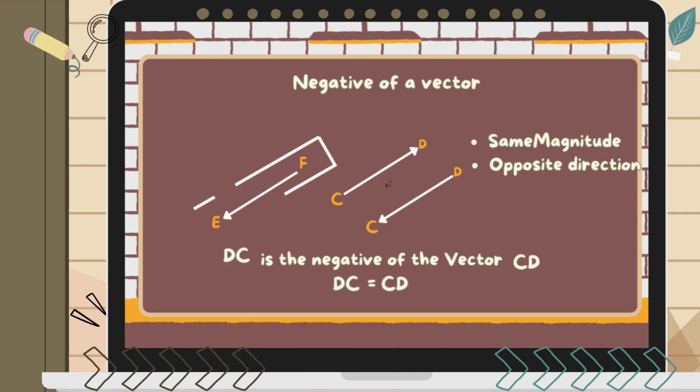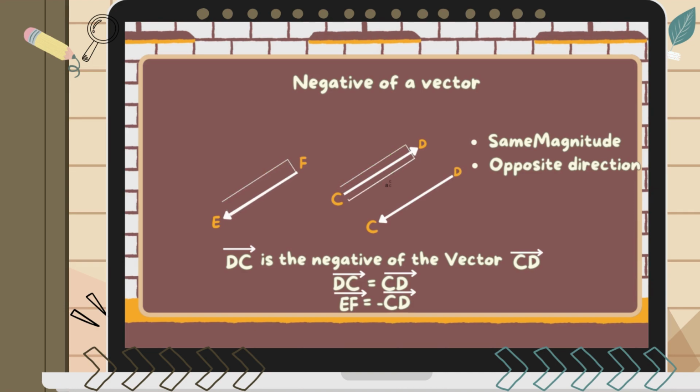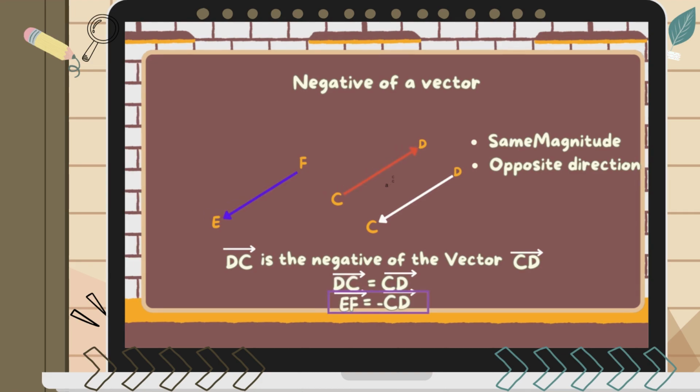Also notice that vector EF will be the negative of vector CD. Yes, the magnitude of vector EF is the same as that of vector CD, and it's directed in the opposite direction to that of vector CD. So vector EF will be the negative of vector CD.